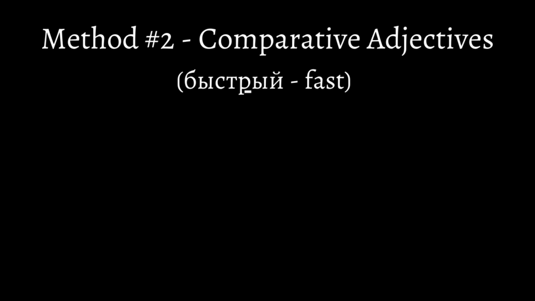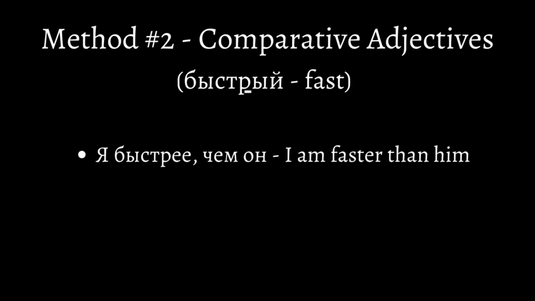Here we have bystry, meaning fast, whose stem ends in er, making us follow the first pattern. Я быстрее, чем он. I am faster than him. Bystry drops the ending and gets ye in one form, just like in English. Чем is also used, along with on, which is the object pronoun for him.